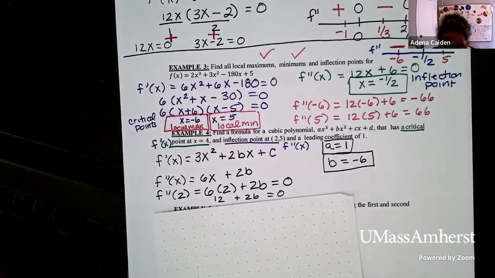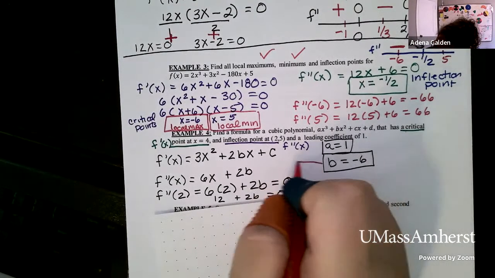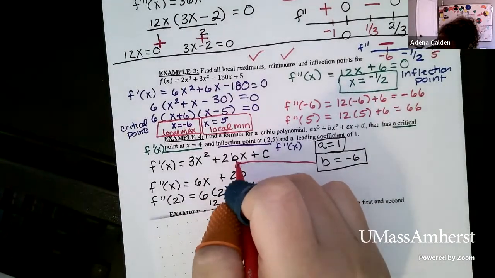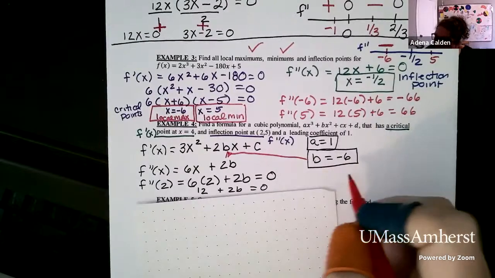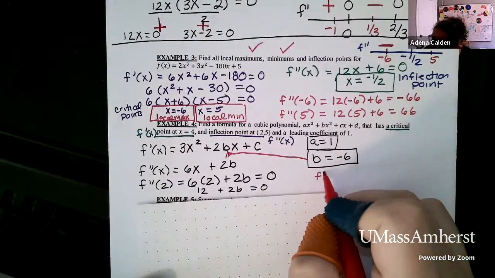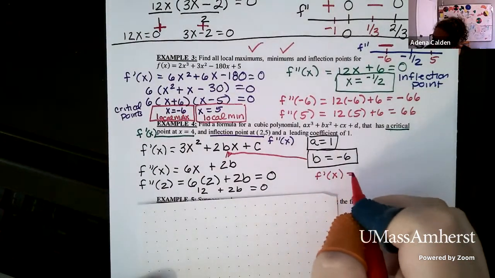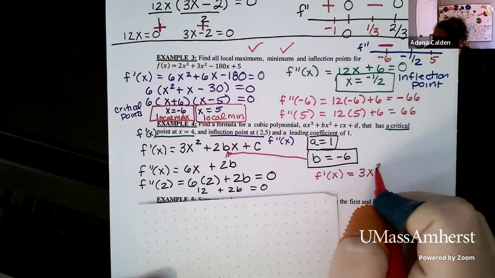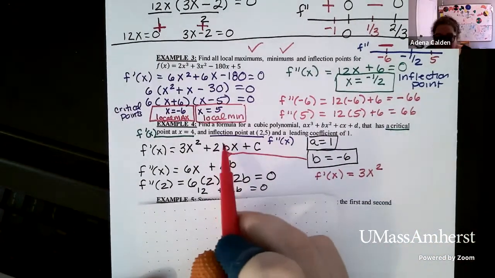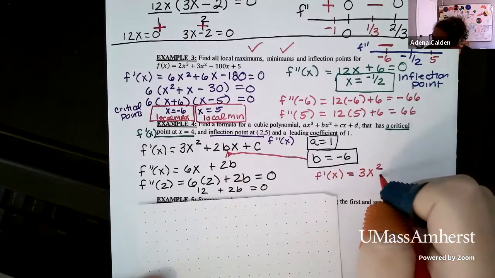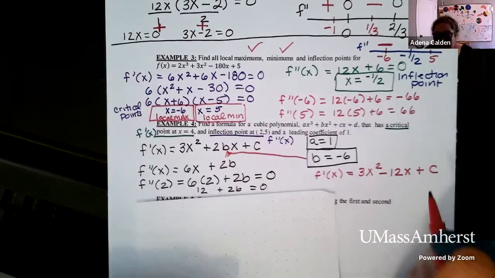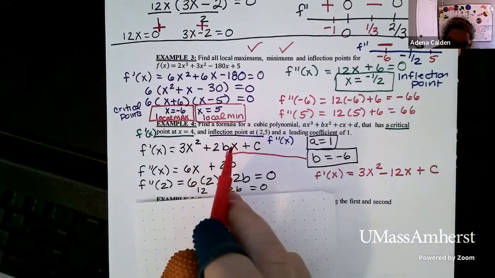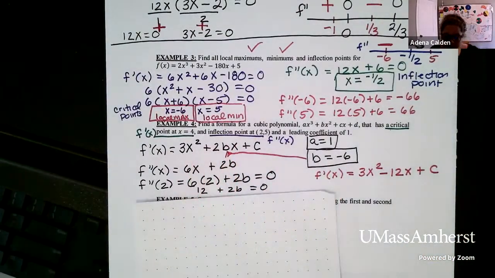Now that's particularly helpful because b also shows up in the first derivative, which means I can now rewrite my first derivative with that value in it. So I have 3x squared. Now, if I substitute in a -6 here, I get -12x plus c. So now I only have 1 unknown because I plugged in the value of b.